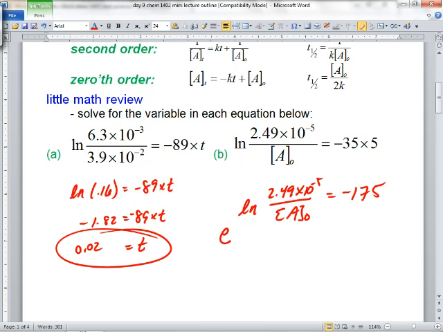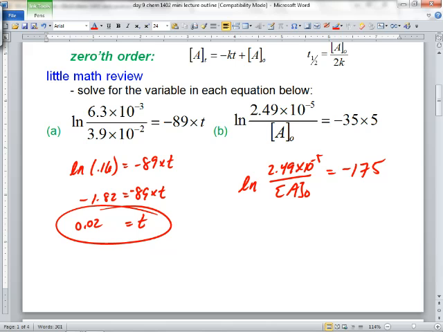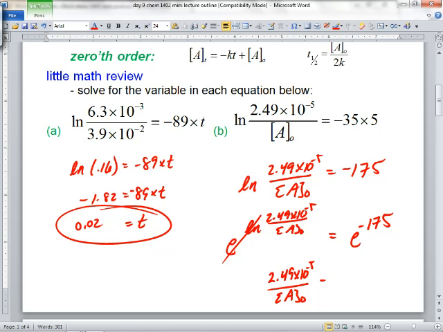right? I'm going to have to write it all out. Otherwise, it's going to be hard to see what I just did. We're going to raise this to the e power, e to the ln of 2.49 times 10 to the negative 5 all over a0. Raise that to the e power. Right? Raise the negative 175 to the e power. And it's just like taking x times 1 over x. You just get 1. So e and ln, the inverse functions, they're canceled out. They're gone. So you end up with just 2.49 times 10 to the negative 5 all over bracket, the original concentration, equals e to the negative 175.